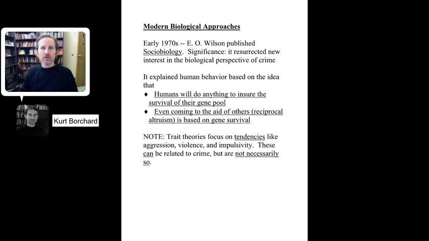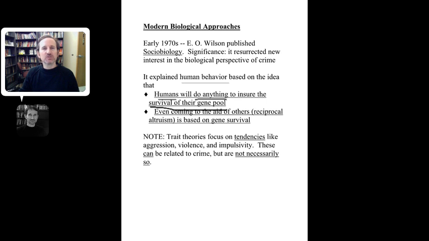So the background that we just covered in terms of the very early phrenology, physiognomy, and criminal anthropology through Lombroso, that's really the building block for these modern biological approaches, which is the greatest concern of Siegel's Chapter 5. He is focusing on this because there was a big revival in the early 1970s with E.O. Wilson publishing a book, Sociobiology, and that's the name of his theory, which brings together findings in biology and the social. He wants to explain human behavior based on certain ideas. His main focus was that people do anything to ensure the survival of their genes.